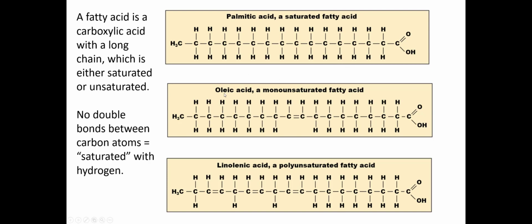We have oleic acid. This is a monounsaturated fatty acid. This has 1 double bond in this hydrocarbon tail and 2 fewer hydrogens. And we have linolenic acid here, a polyunsaturated fatty acid. It has multiple double bonds and correspondingly fewer hydrogens.